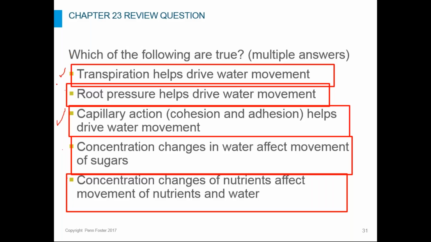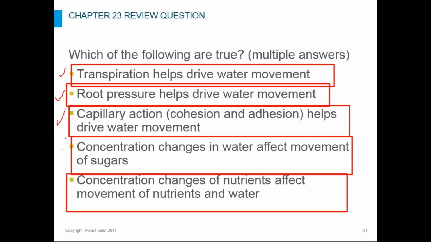So transpiration helps drive water movement. Definitely true. Remember, because the water is evaporating, it's pulling the other water behind it. Root pressure helps drive water movement. So we talked about that way earlier, but root pressure is the water from the roots being pushed into the vascular system, so it starts to push it upward. Capillary action helps drive water movement, so we talked a lot about that.